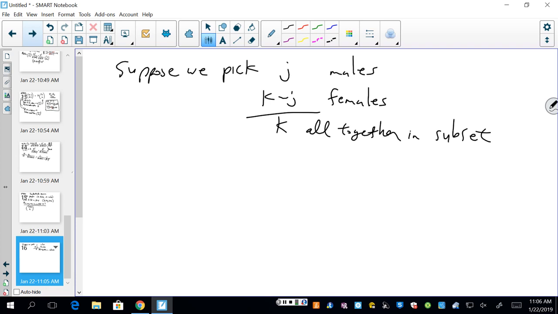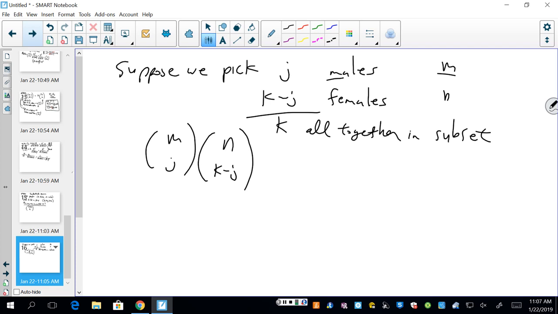How many ways are there of picking, particularly, J males and K minus J females out of the set of people we have? Males was M and females was N. I just matched up M and N here. So it's choose J and choose K minus J. Out of the males, M choose J, and out of the females, N choose K minus J. That'd be the number of ways of picking K individuals when they split that way out of the males and females.